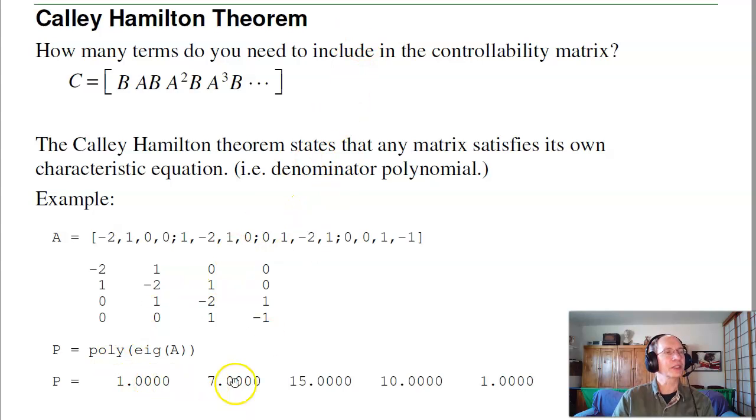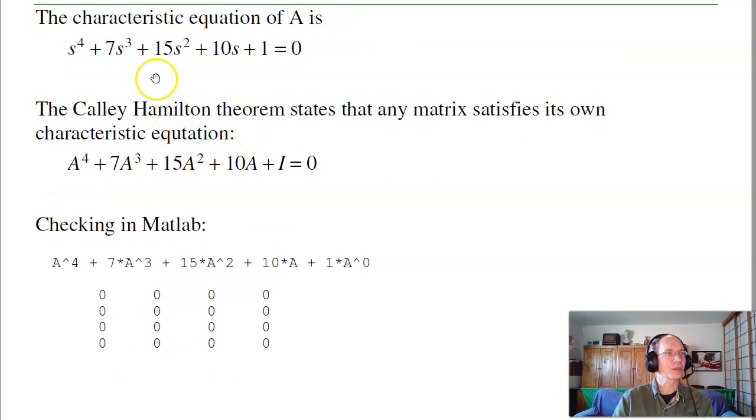The Cayley-Hamilton Theorem says any matrix satisfies its own characteristic polynomial. And you can try that. Here's your characteristic polynomial. If I try it in MATLAB, what is A to the 4th plus 7A cubed plus 15A squared plus 10A plus 1, that's the identity matrix, I get 0. And that's true for any matrix. All matrices satisfy their own characteristic equation.